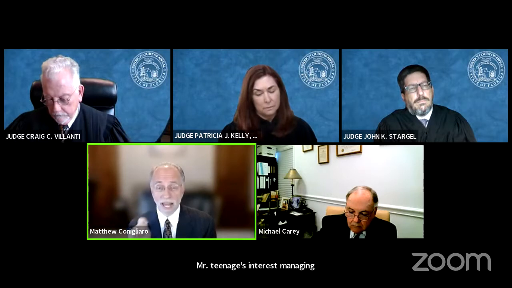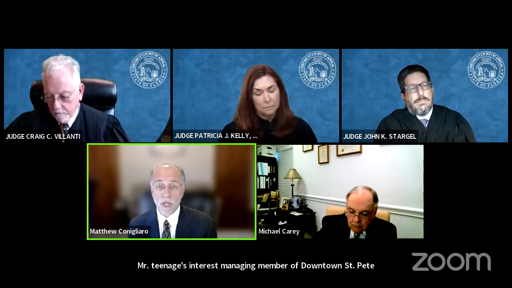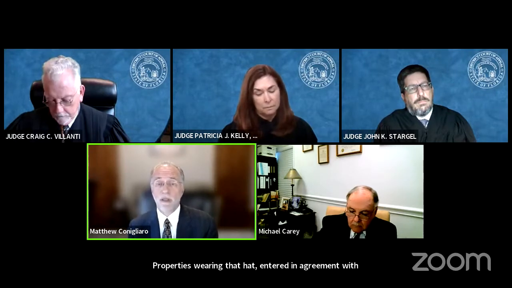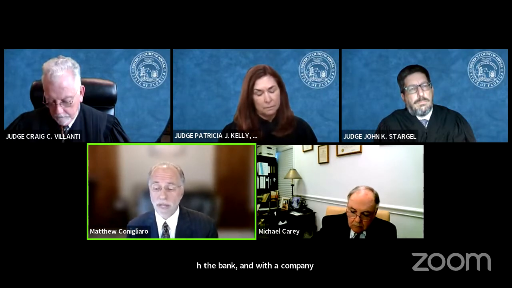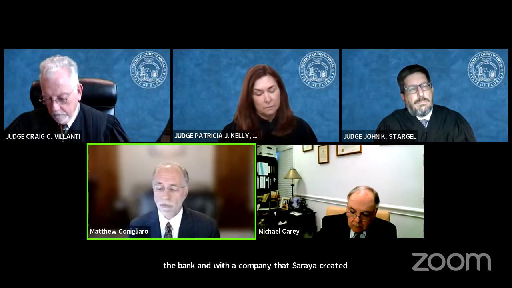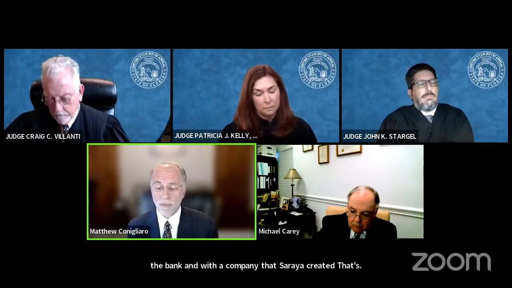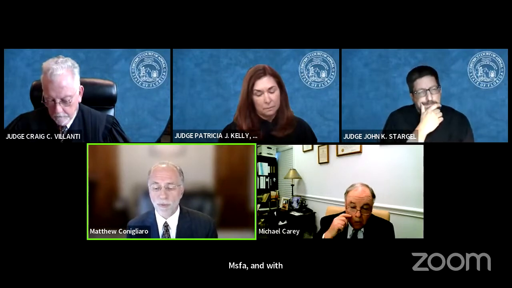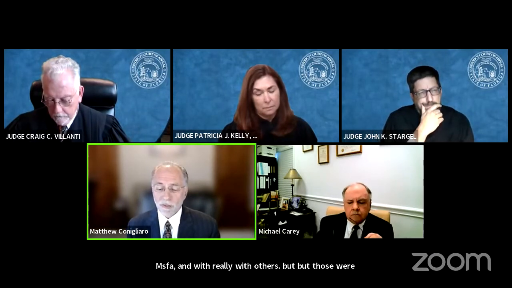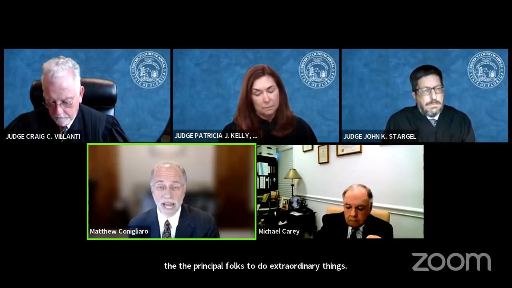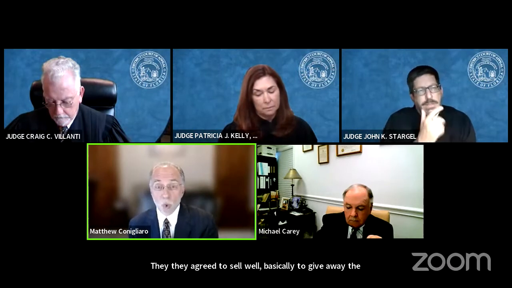The managing member of Downtown St. Pete Properties, wearing that hat, entered an agreement with the bank and with a company that Soraya created, that's FSFA, and with others, but those were the principal folks, to do extraordinary things. They agreed to sell, well, basically to give away the assets of the company to the bank. Well, discuss that for a second.